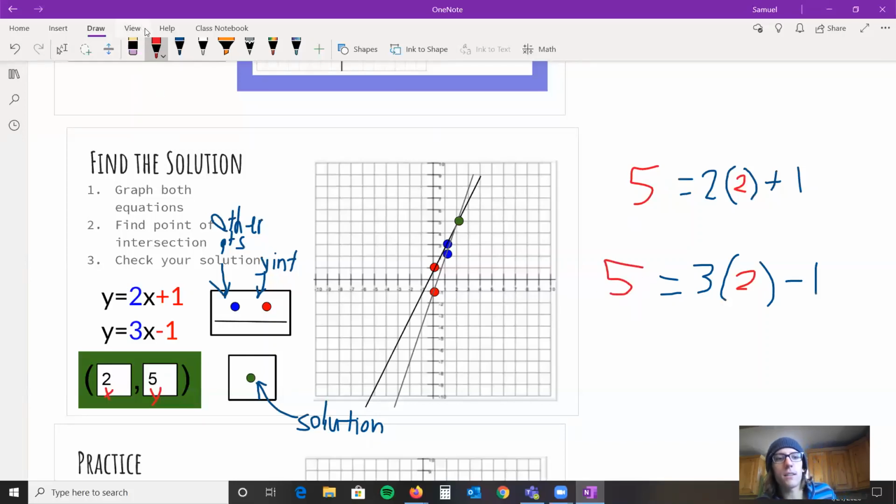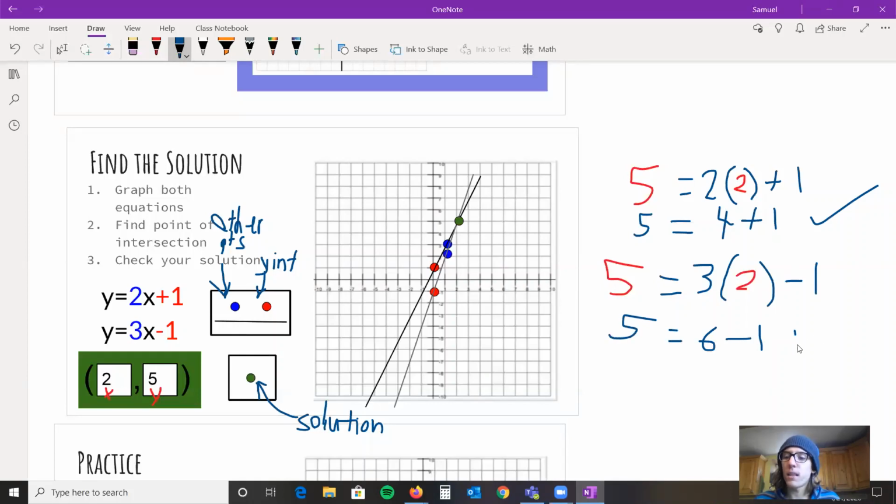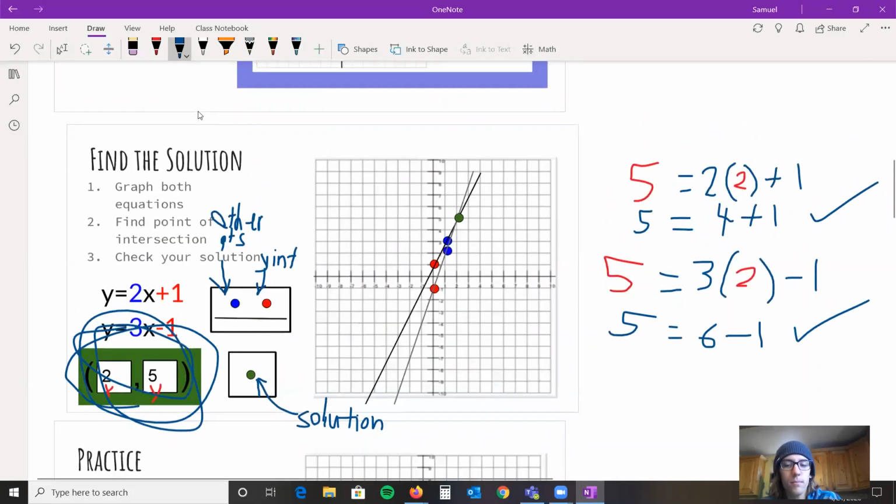Okay, now we check to see if it works. What is 2 times 2? 4. 4 plus 1 is 5, so this one works, right? 5 equals 5, that's a true statement. So I got this one correct. It works for that one. 3 times 2 is 6. 6 minus 1 is 5, so this again says 5 equals 5. That's a true statement. So this is our solution for this system of equations.